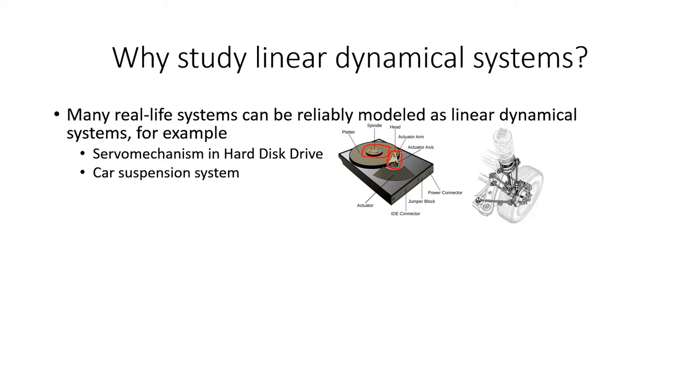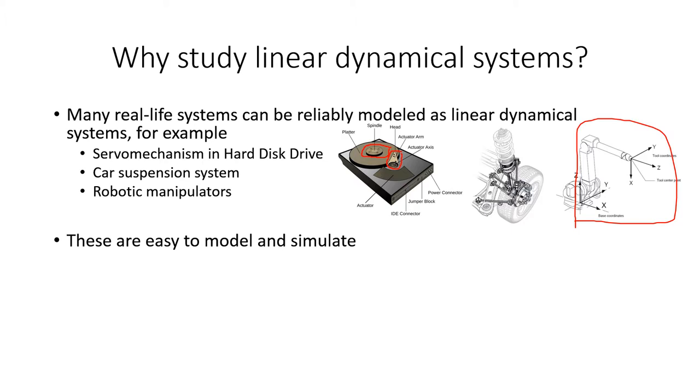The car suspension system is also a good example in which we are interested in engineering the suspension system which is robust to external disturbances. And then we also have an example of robotic manipulators which are deployed for a range of tasks in industrial settings.